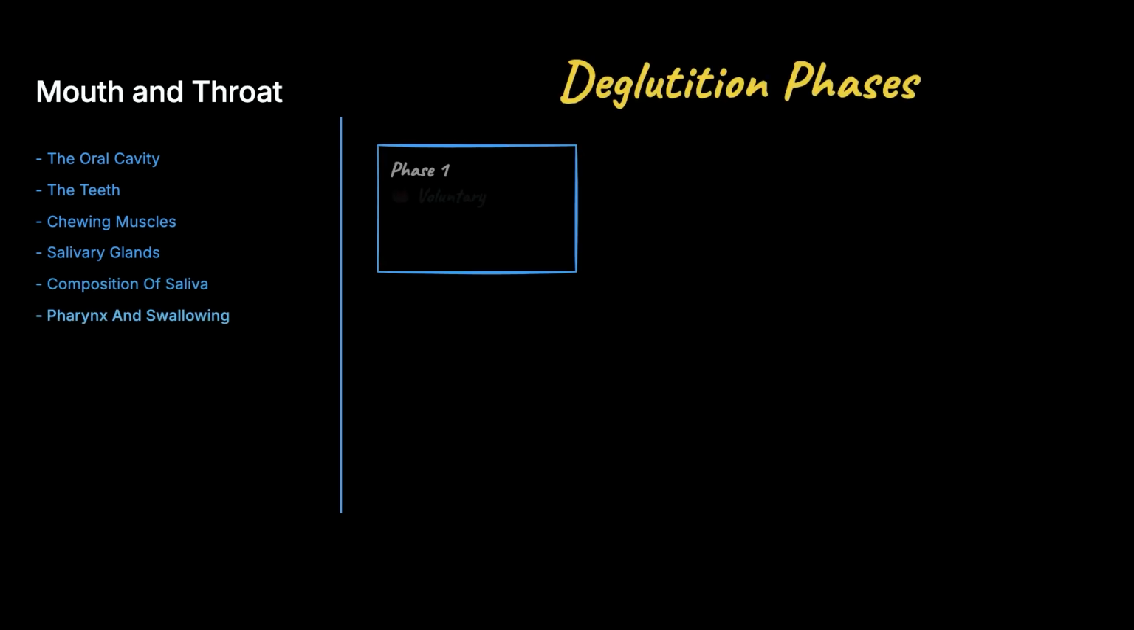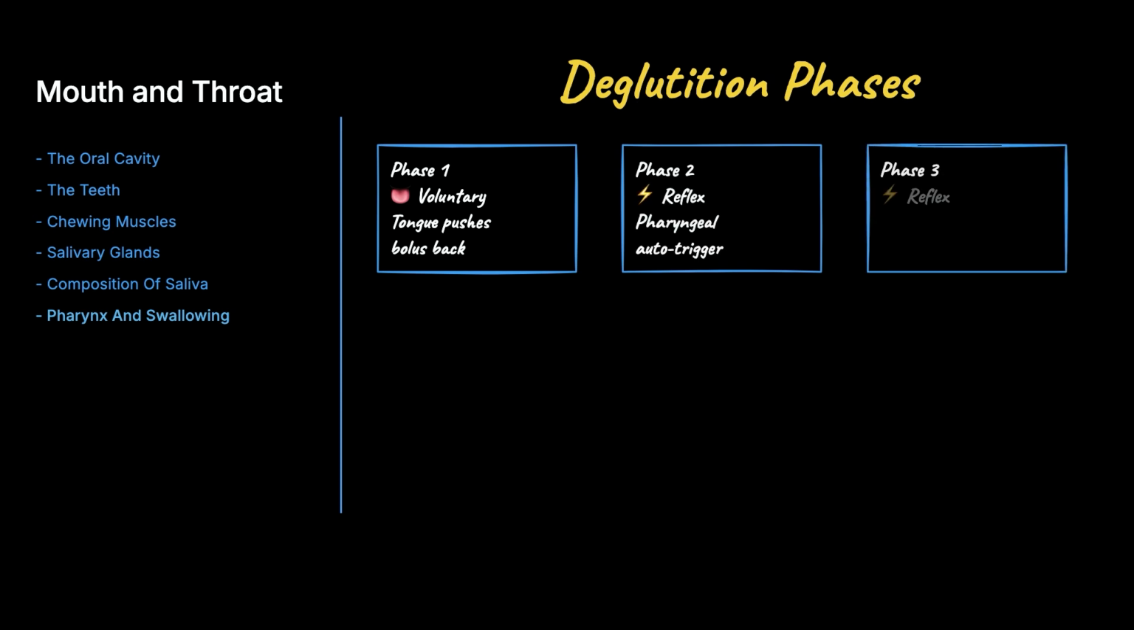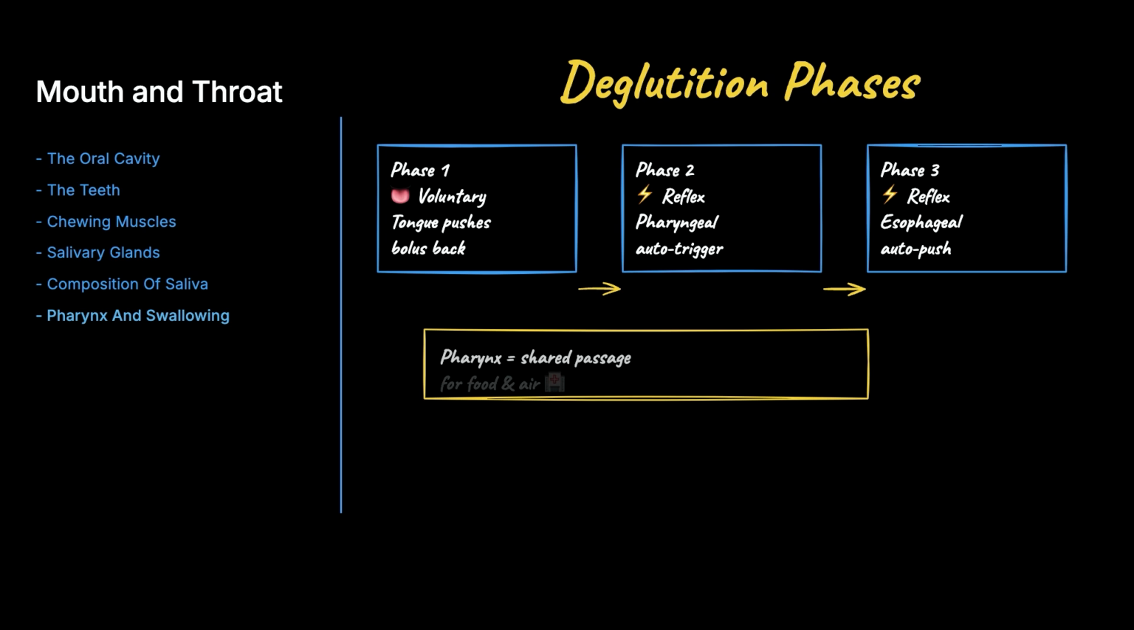Once the bolus is ready, the tongue pushes it into the pharynx, the shared passage for food and air. Swallowing, properly called deglutition, happens in 3 phases. The first is voluntary, as the tongue pushes backward. The next 2 are automatic reflexes. Over 25 muscles fire in sequence, taking only a few seconds.